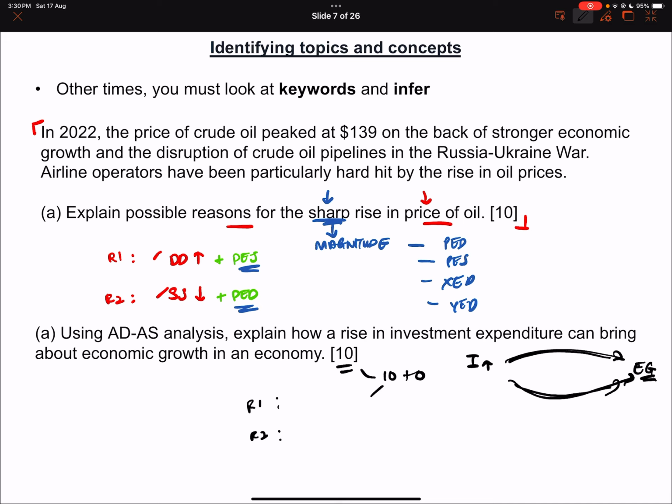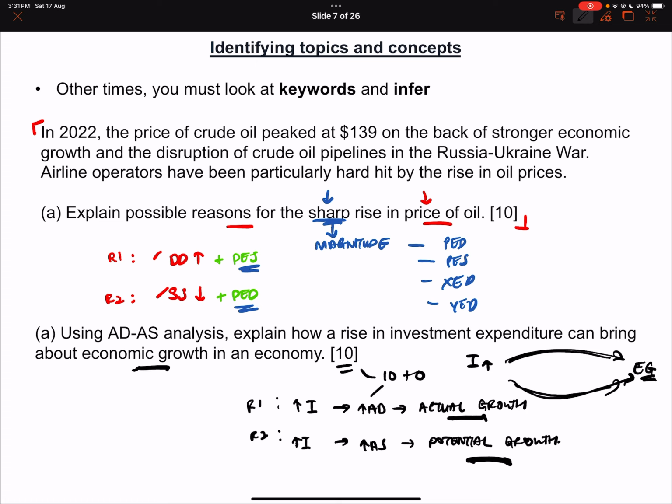And so the first pathway is when there's an increase in I, it increases AD, and it leads to actual growth. The second pathway is that when there's an increase in I, it increases AS and leads to potential growth. So this one is not that obvious. Okay, so you must know that there are two types of economic growth, which is actual growth and potential growth, in order for you to realize that there are two pathways.